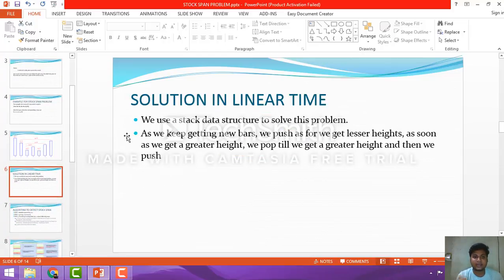So for the solution in linear time, we use a stack data structure to solve this problem. As we keep getting new bars, we push as long as we get lesser heights. As soon as we get a greater height, we pop until we reach a greater height, and then we push. So we use this solution, and we find all the values corresponding to the stock span problem.